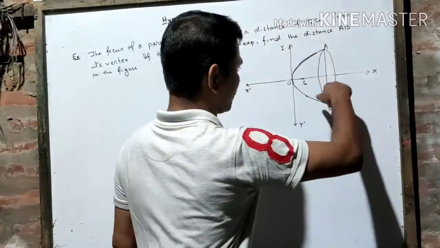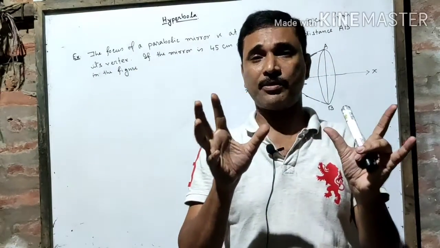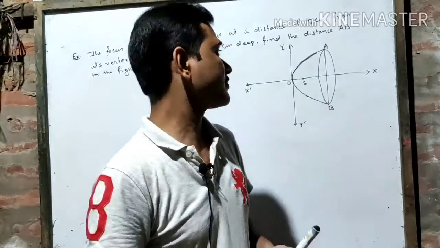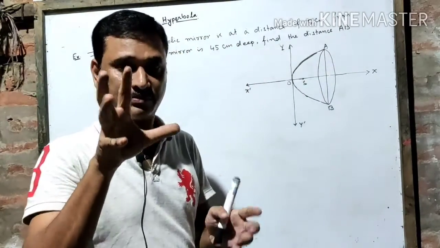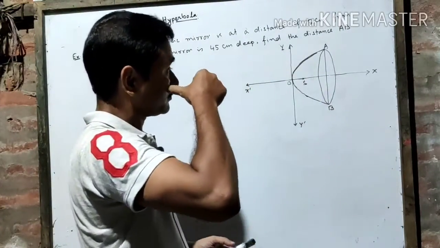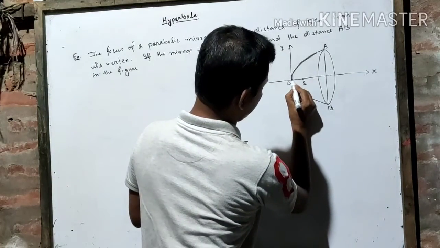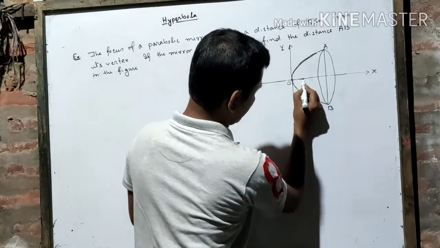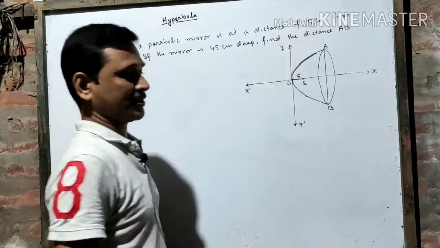So there is a parabolic mirror. As you have seen, the headlights of some cars are like parabolic mirrors. The reflector is of the shape of a parabola. This is the vertex and this is the focus, and the distance of the focus from the vertex is 5 centimeter.